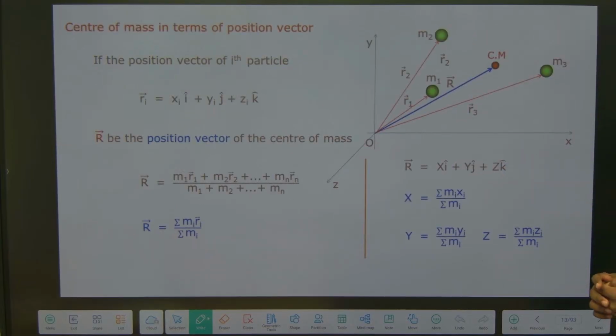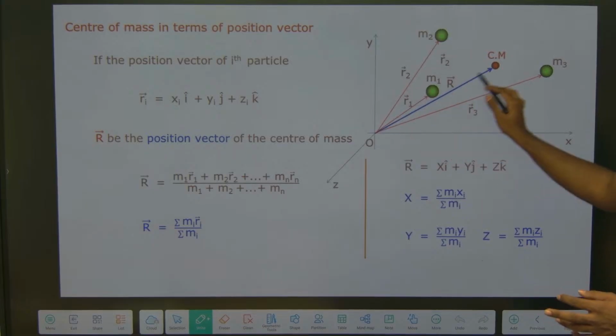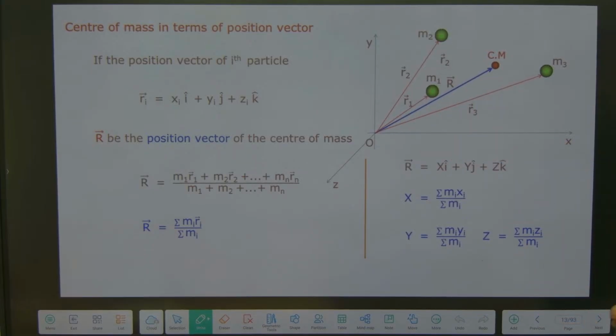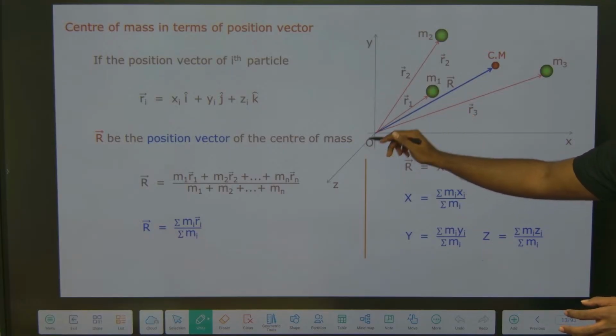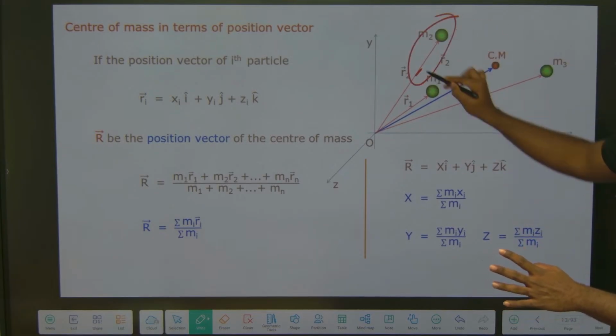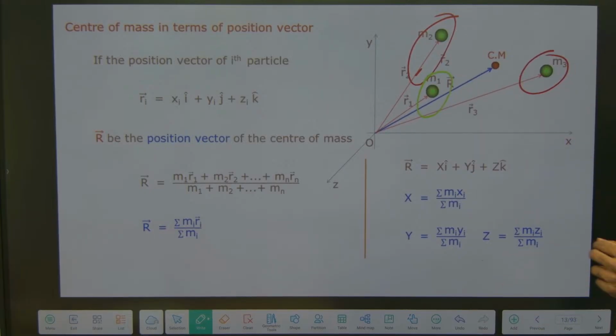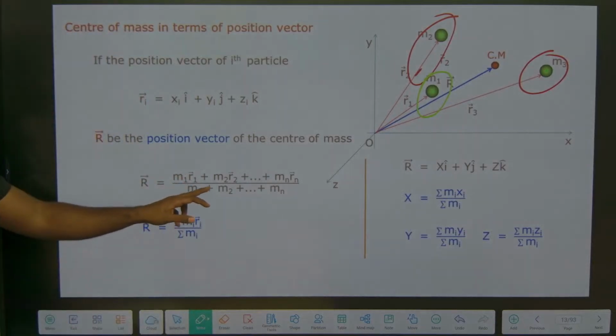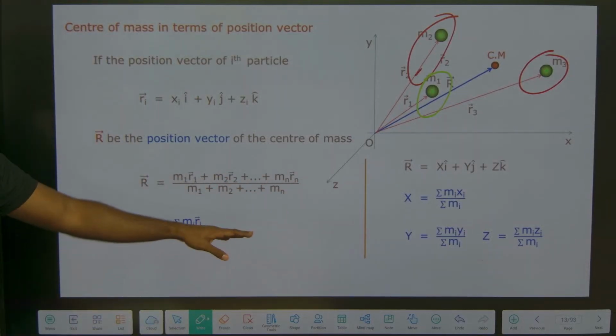So center of mass in terms of position vector. Here I am taking 3 particles, and from the origin I am considering the 3 positions. For m1, r1 is the position from the origin, m2 r2 is the position from the origin, m3 r3 is the position from the origin. When I talk about these 3 particles m1, m2, m3, I need to find the center of mass of the position for these 3 masses. So a similar formula: m1 r1 plus m2 r2 plus m3 r3 by m1 plus m2 plus m3.